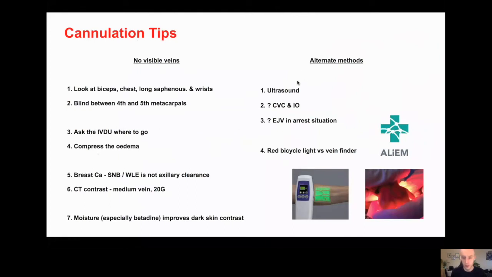Alternate methods, ultrasound, we'll talk about that. IOs, we've talked about that. In an arrest situation, some people will put a big cannula in the external jugular. And in pediatrics, I like this tip. They have these things called the red lights, vein finders. They're often expensive and difficult to find, but a cheaper version of that is just a red bike light, and you get them to hold it.